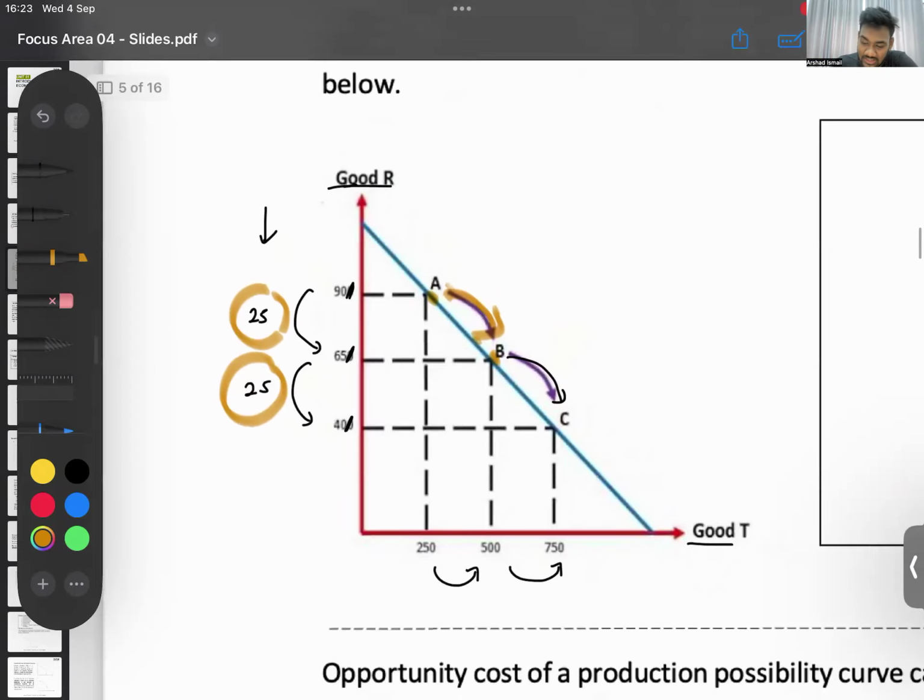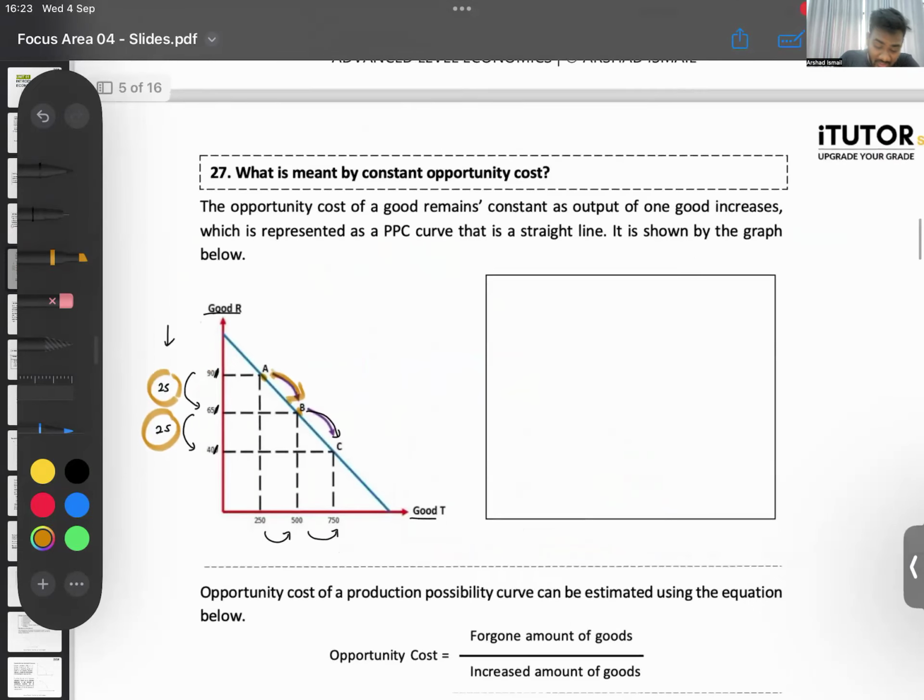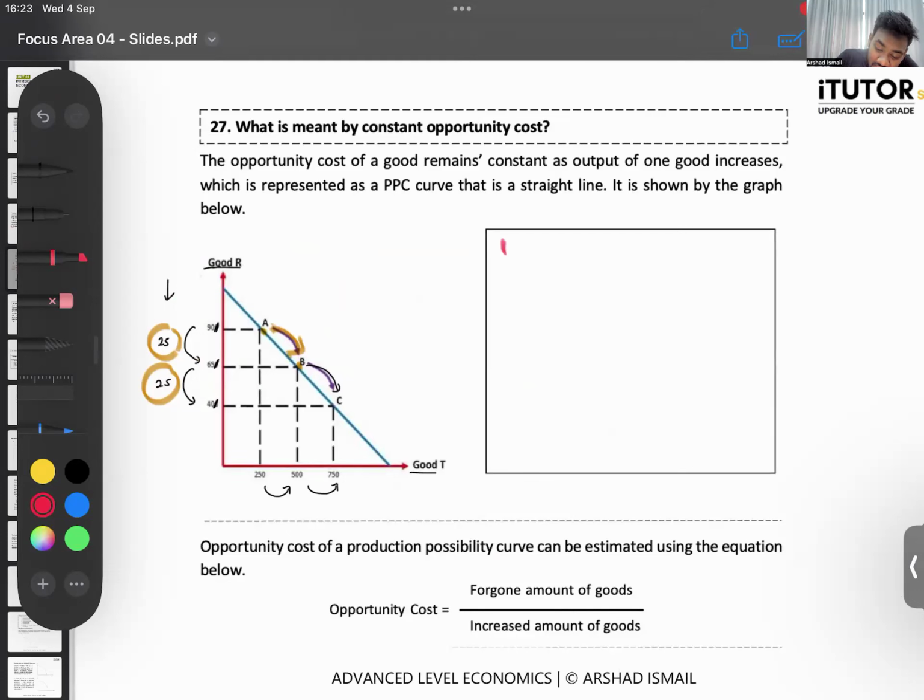So if you want to calculate, if they ask you in your paper to calculate the marginal opportunity cost of moving from point A to point B, what can you do? You can use this equation now. This is the equation for marginal opportunity cost: foregone amount of goods divided by the gained amount of goods, or increased amount of goods. So can you all give me the numbers for this equation? When I'm moving from A to B, how much is foregone, how much is gained? Give me the numbers. If you get a question like this, you all know this. How much is foregone, how much is gained? We're moving from A to B.